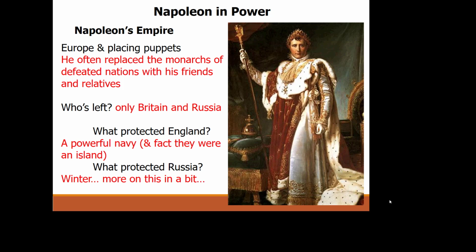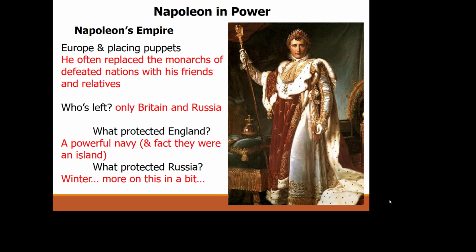start taking over. And he used the military to start spreading their borders wider. And when he took over a new area, he often replaced the monarchs he beat in battle with his friends and relatives. So, like, he puts his brother Joseph on the throne in Spain, for example. And he really kind of gobbles up almost all of Europe as it's known. At the end, only Britain and Russia are left.